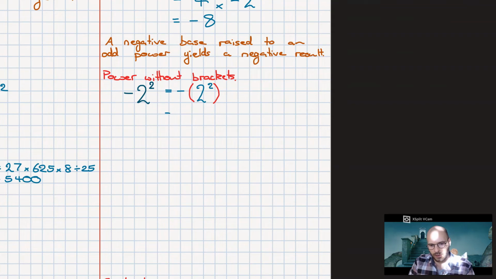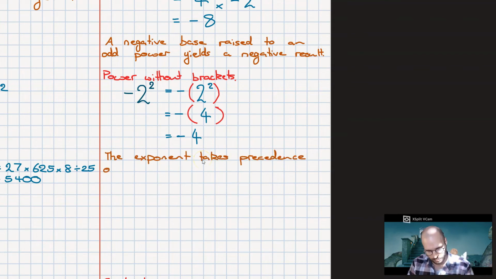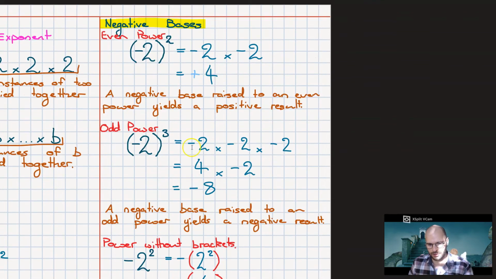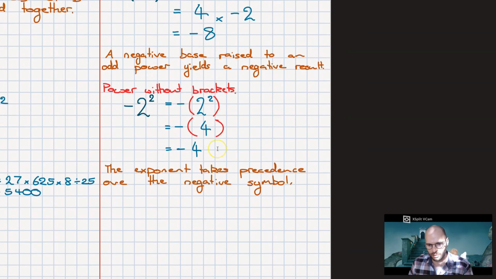So when we evaluate this, we're going to get minus, then in these implied brackets, the result is going to yield 4. And then even though it was an even power, it's going to come out with a result of -4. What we find is that the exponent takes precedence over the negative symbol. Now that we've got these three conditions out of the way, let's have a go at evaluating.